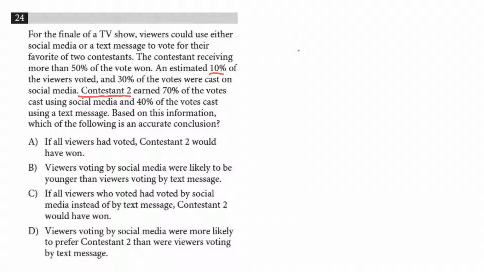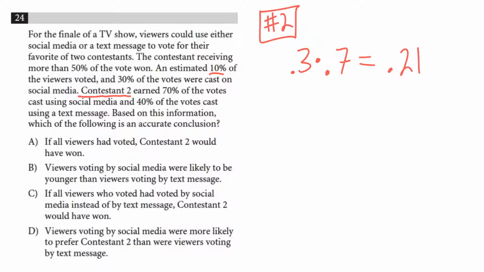So 30% were cast on social media. So this is contestant number 2. And of that 30%, contestant 2 got 70%. Okay, so that would be 0.21 or 21%. So they got 21% of the vote in social media that they won was 21% of the total who voted.